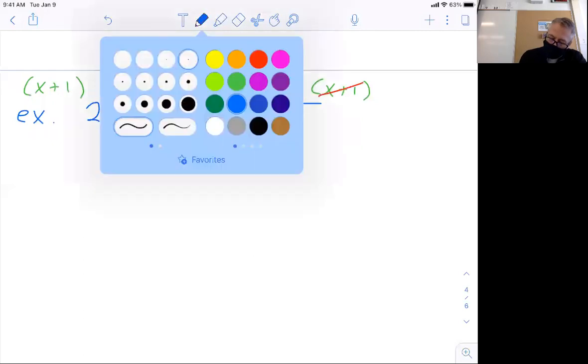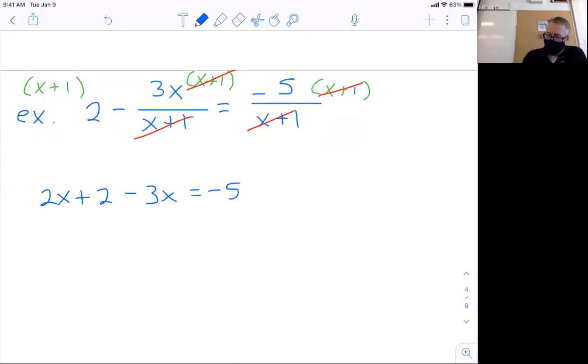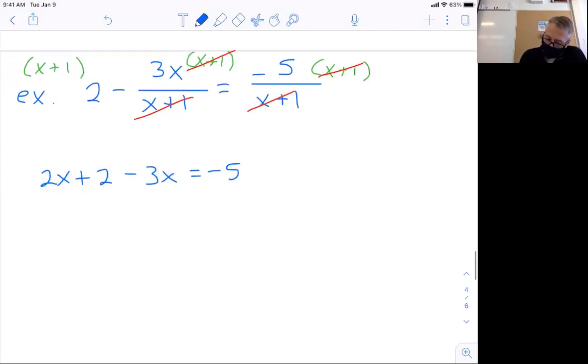And so my next line is going to be 2 times (x plus 1), or better known as 2x plus 2. I distributed that. And I have minus 3x in the middle. And that equals negative 5. And now the denominator's gone. This is an easy problem you guys have been solving for years. Just get everything on one side and we're good. Get all the x's on one side, right? So I'll combine my like terms. On the left, I get negative x. I'll move that guy over. So negative x equals negative 7, or x comes out to be 7. And we are done.